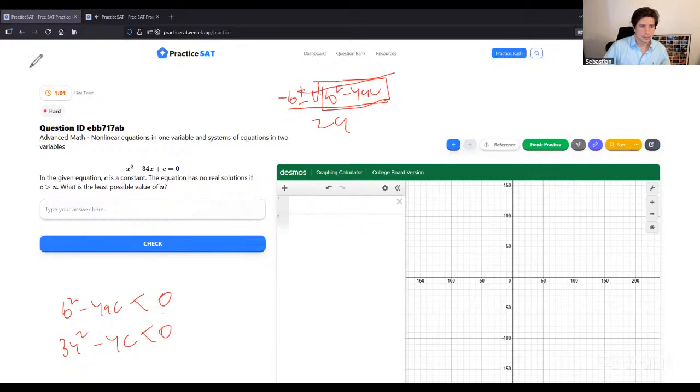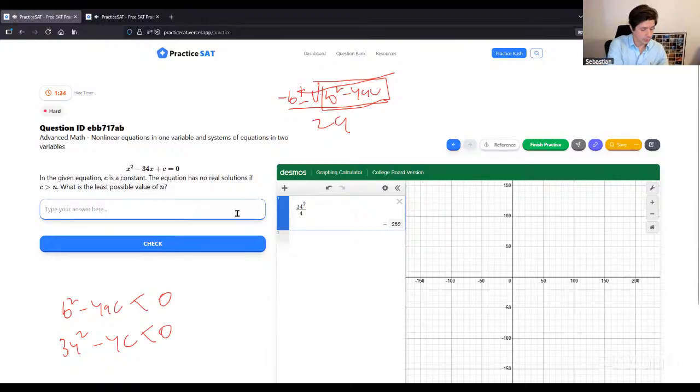Let's plug that in here. So 4c is going to equal 1156, and then we're going to divide by 4. 289.